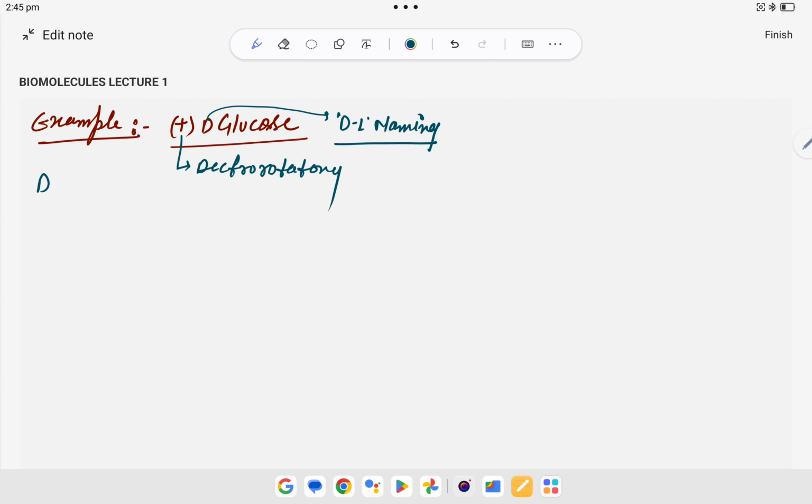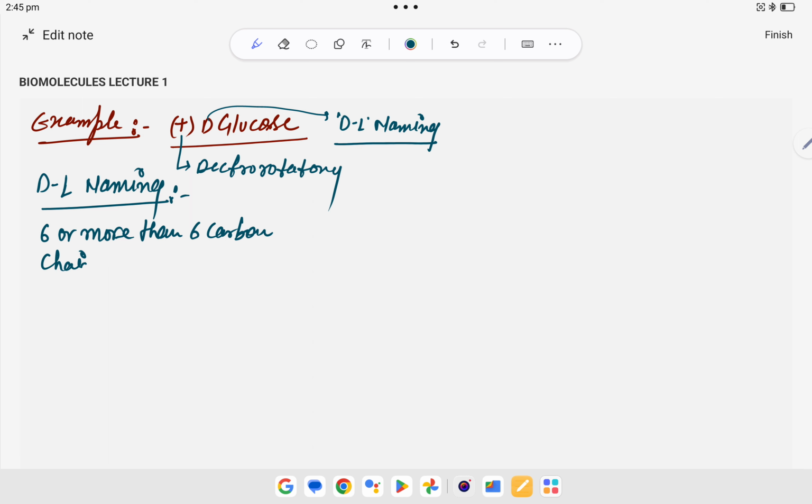DL naming, check it. DL naming, where you have to follow 6 or more than 6 carbon chain. If there are 6 or more than 6 carbons in the chain, then you have to follow DL naming. Okay, plus D glucose.